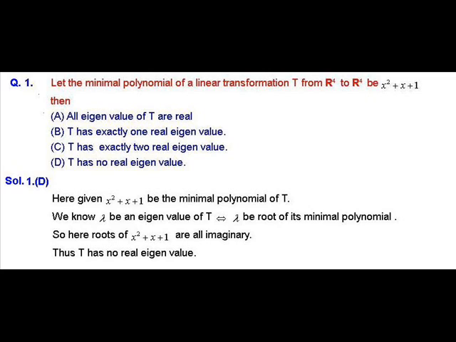Solution of question number 2. Here we have V be a finite dimensional vector space and T be a linear transformation on V, and also we have rank of T square equal to rank of T, that is, dimension of range space of T square is equal to dimension of range space of T.